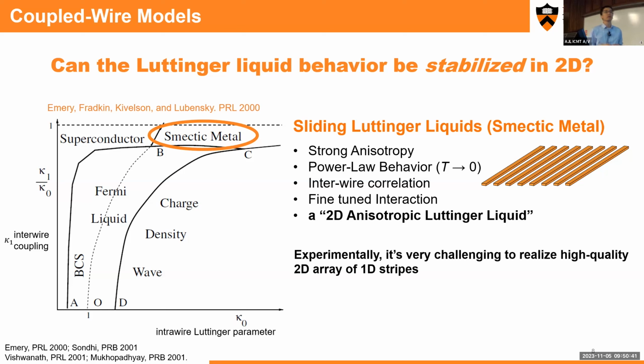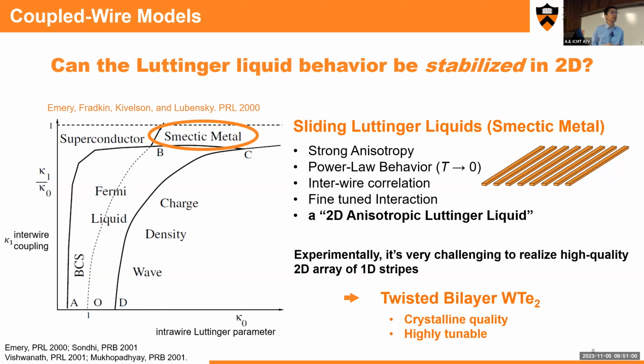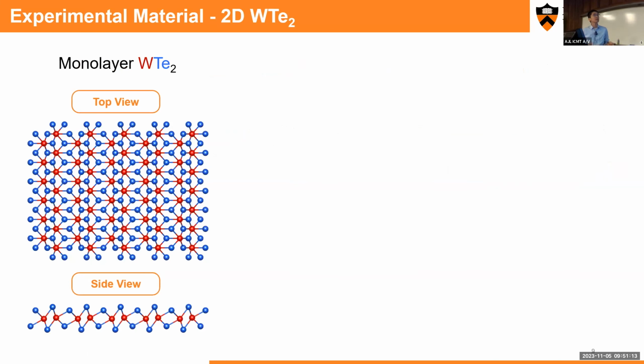But experimentally, if you want to realize such a system, for example, lay many one-dimensional wires parallel to each other with a specific distance, it's really challenging. Today, I want to show you one example that may be possible toward this direction. This is the twisted tungsten ditelluride system. It can be created as a Moiré lattice, giving very high crystalline quality together with high tunability. Let me start with the monolayer tungsten ditelluride.